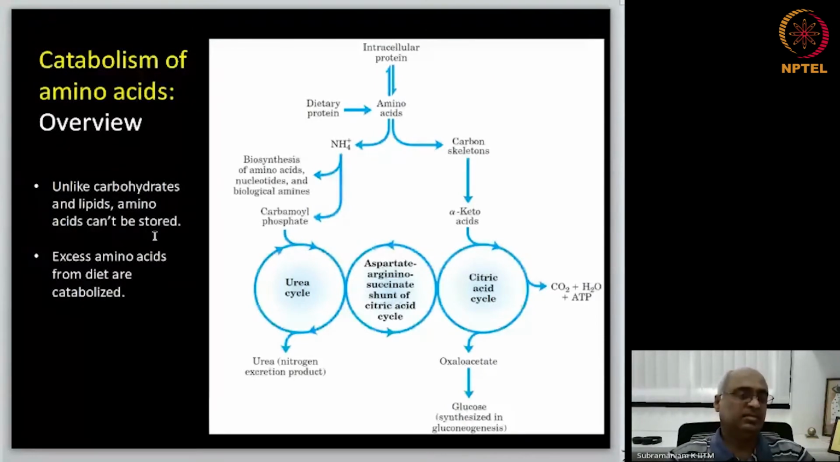So as a result, the catabolism of amino acids needs to be tightly regulated, and any excess amino acid is promptly deprived of the amino group, and the rest of the carbon skeleton is recycled through carbohydrate and lipid metabolism, and the amino group gets excreted as urea. Okay, so this amino group to urea is what today we are going to focus on.